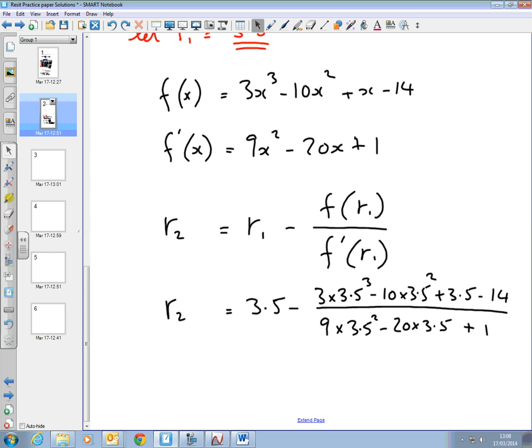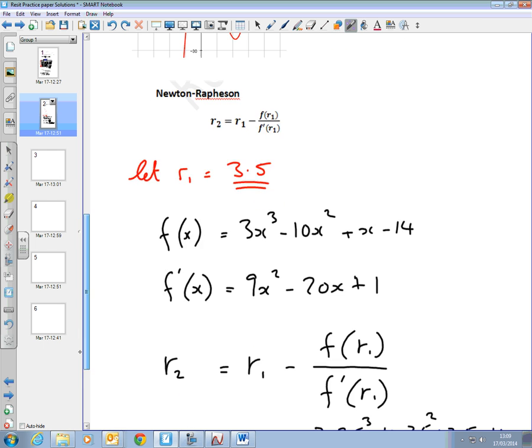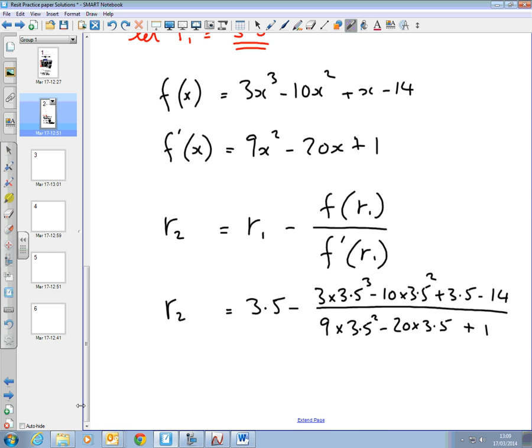I put my value for R2, whatever that comes out to be, back into Newton-Raphson. In other words, I've replaced each of these, the 3.5s, my first guess in other words, by my new guess. And you should find that gradually your answer will be the same, and then you know you've got the root. And if you look at the question, it says keep going until you get the same answer to 3 significant figures. So have a go, and I'll do it myself and then see if we agree.